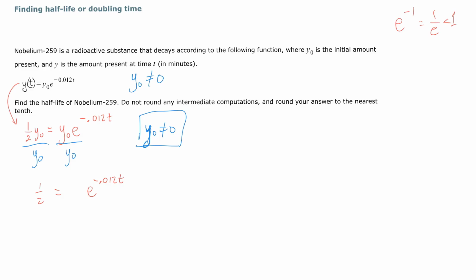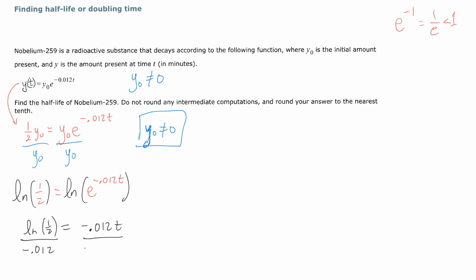We're going to use the inverse function of the exponential function, which is the natural log. So we're going to take the natural log of both sides. And now we are left with the natural log of 1/2, which is a negative number, is now equal to negative 0.012 times t. Negative 0.012 is not 0, so we could divide the entire sides by that.